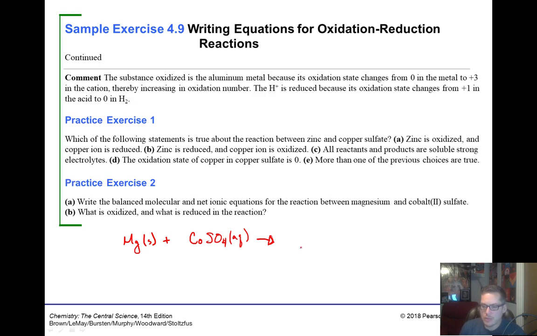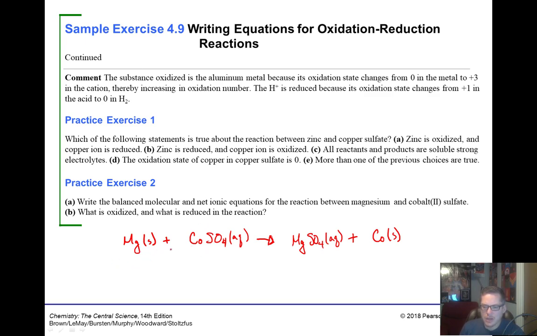Our magnesium is going to be put into solution, so it'll be turned into magnesium sulfate, aqueous, and remember magnesium has a charge of 2 plus because it's an alkaline earth metal. Sulfate is 2 minus, and then we're going to get cobalt solid out on the other side. We want to make sure it's balanced. Yeah, looks good.